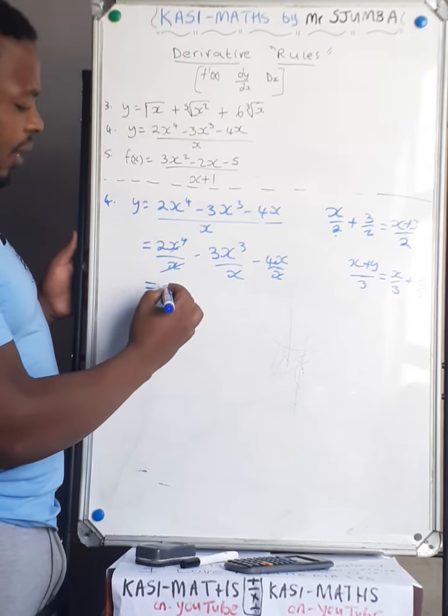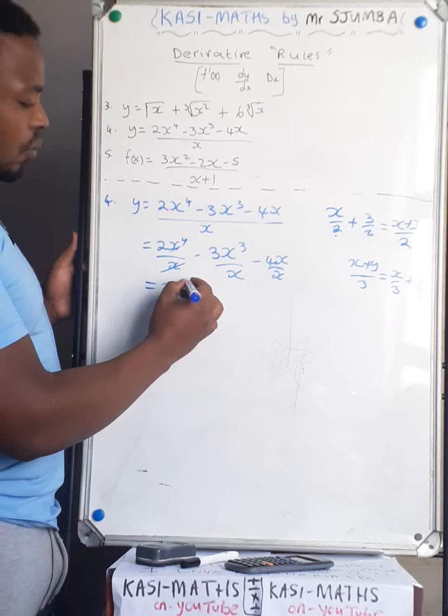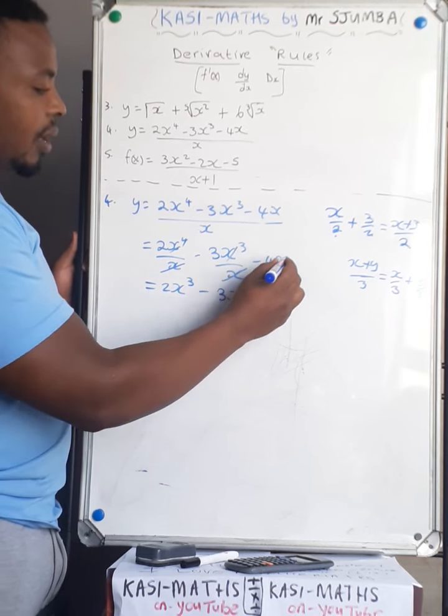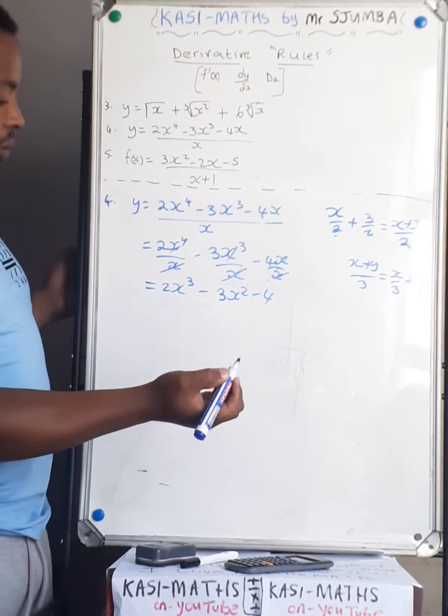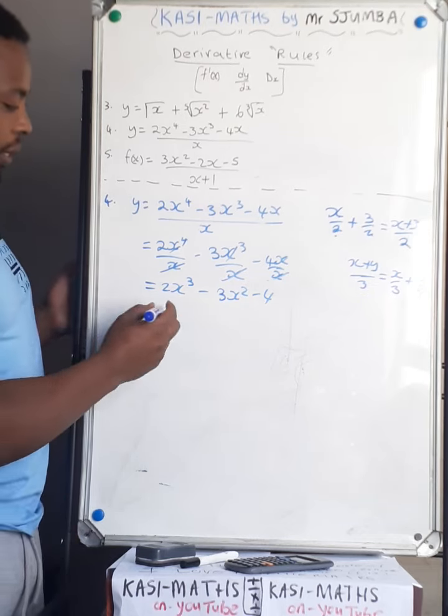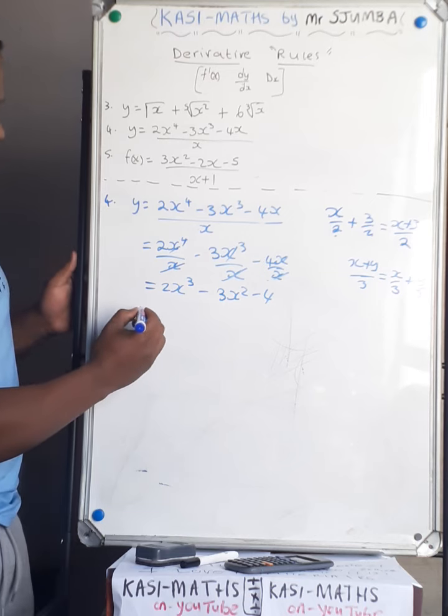x will cancel x, and we're going to be left with 2x to the power of 3. x will cancel x, 3x squared. x will cancel x, left with minus 4. Then we have terms, so we can derive it. So let's derive.